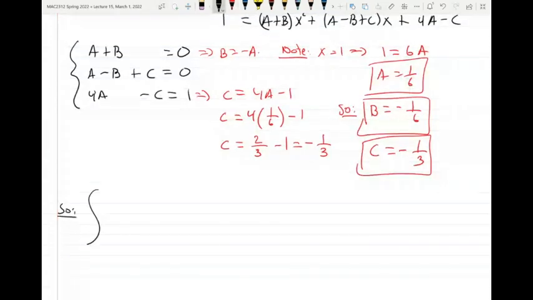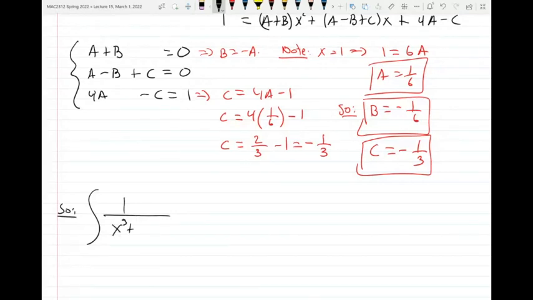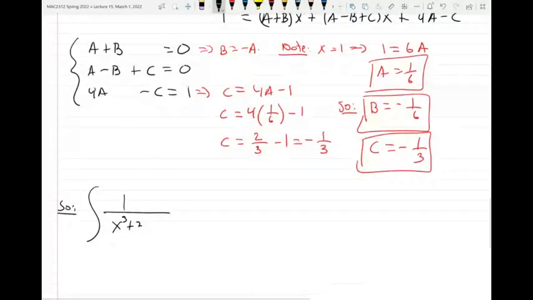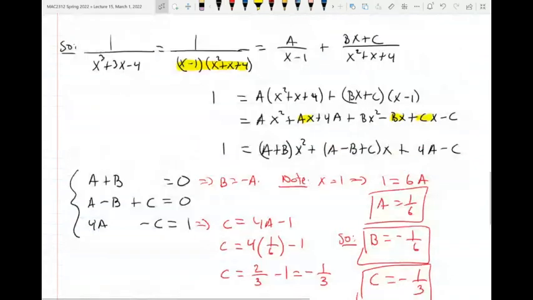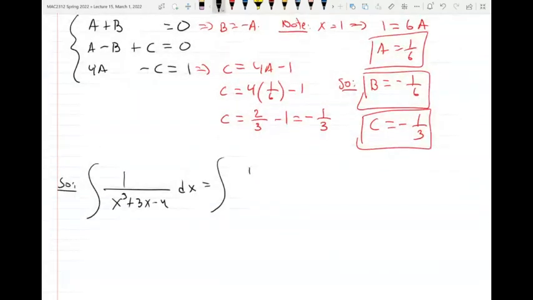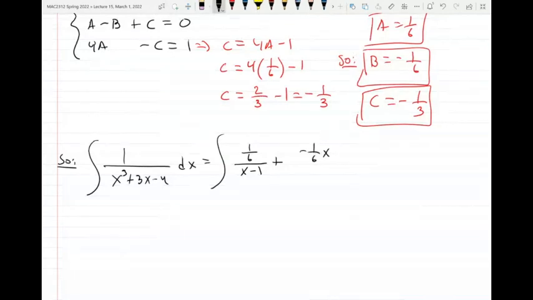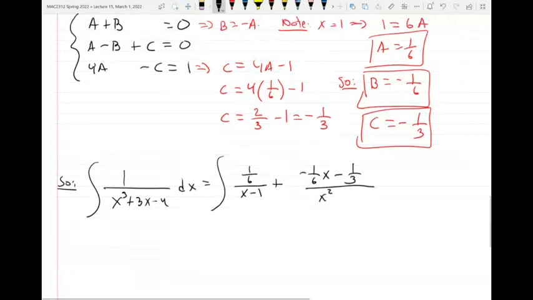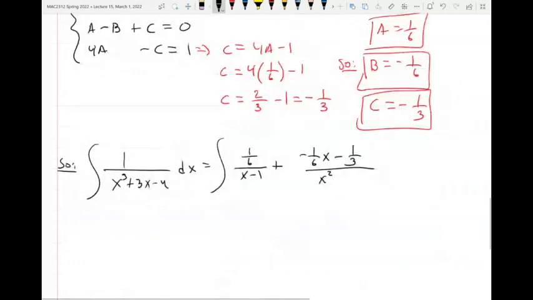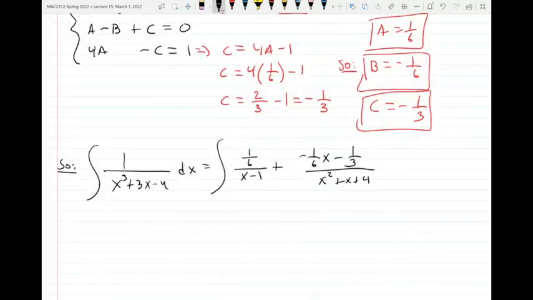So the integral of 1 over x cubed plus 3x minus 4 equals, so I'm gonna do my splitting. So a over x minus 1, so our a was 1 over 6, plus, then it was bx plus c, so b is negative 1 over 6 x minus 1 over 3 over x squared plus x plus 4. Okay, this is a good example because we have a lot of stuff going on here.